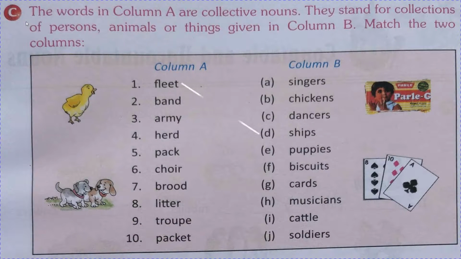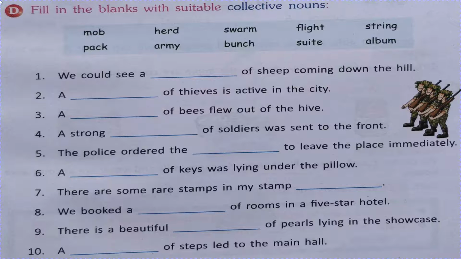Now let's move to the next one. Fill in the blanks with collective nouns. So there are 10 words and fill in the blanks. We could see a herd of sheep coming down the hill. So let's find here. Okay, a herd of sheep. A pack of thieves is active in the city. So find it, a pack of thieves. Like we have written, a pack of wolves, a pack of thieves.